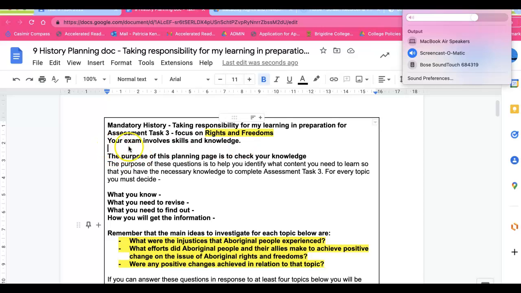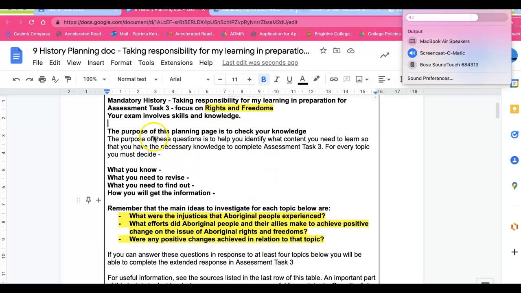So just to recap, your exam involves skills and knowledge, but here you will be working on a planning page that is focused on knowledge, building up knowledge about the rights and freedoms of Australian Indigenous people. I'm just going to talk you through the document. So the purpose of this planning page again is to check your knowledge.